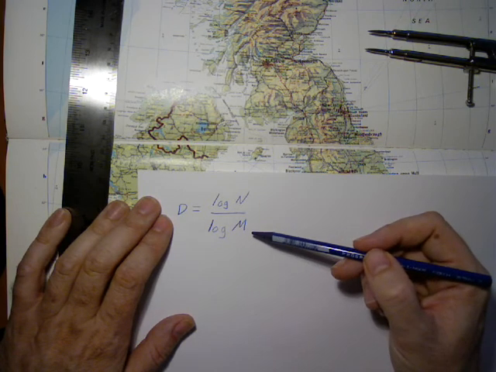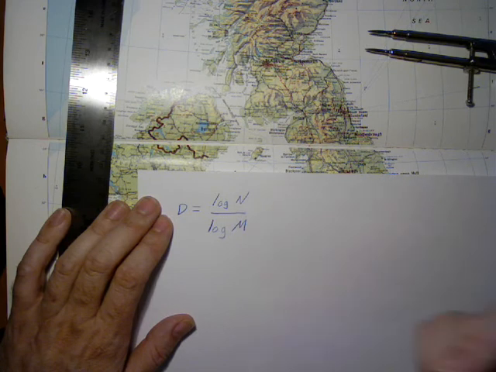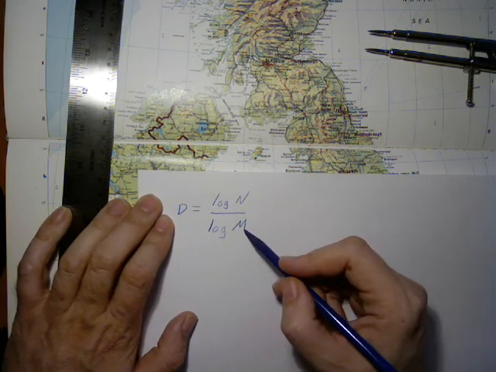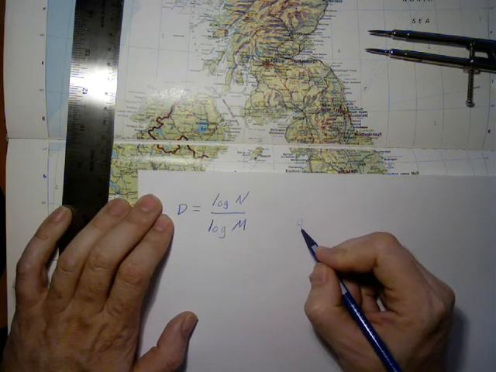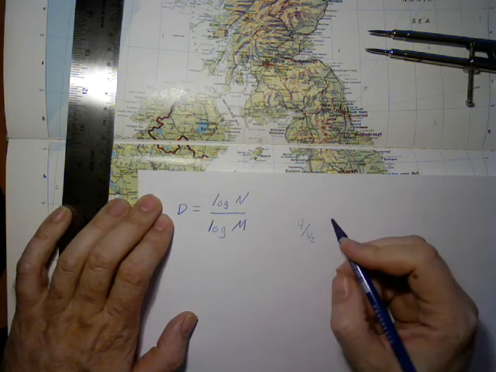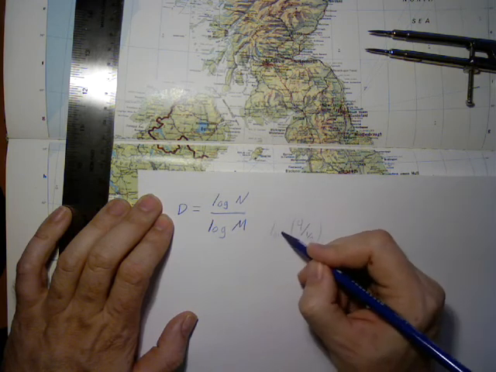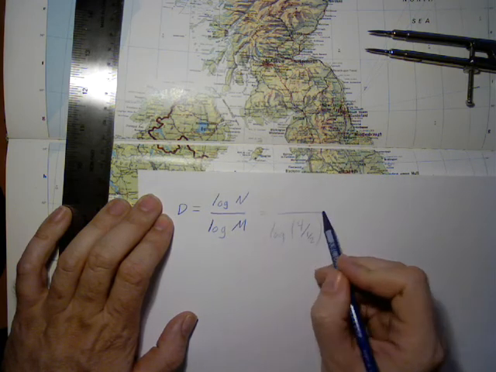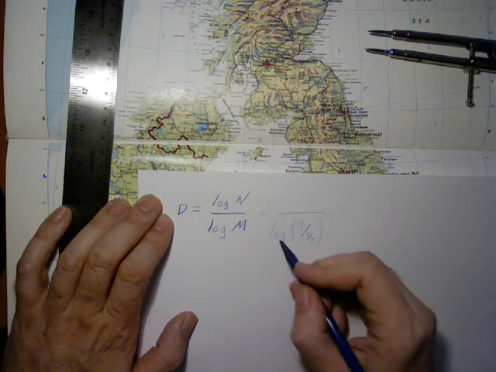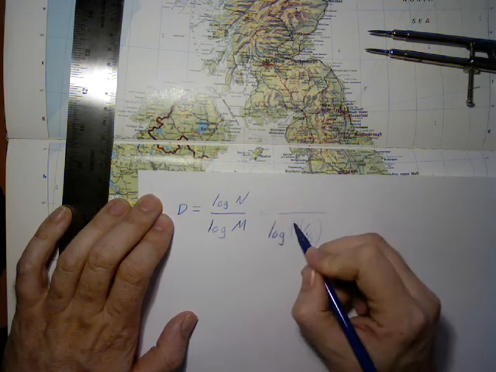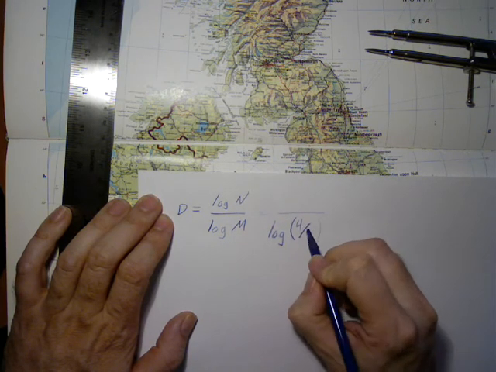In this case, we went from 4 inches to 1/2 inch. So we will put log of 4 over 1/2 in the denominator.